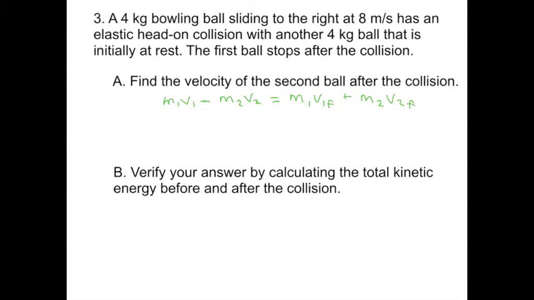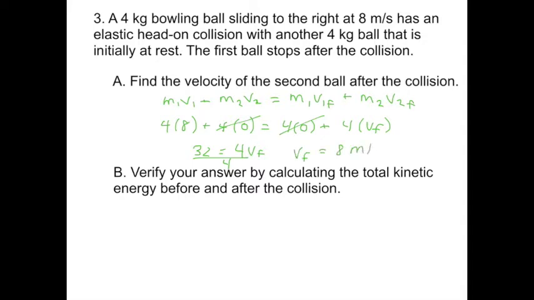So let's plug in our numbers. We have the mass of the first, that's 4 kilograms, and its velocity is 8 meters per second. Mass of the second is also 4 kilograms, but it's not moving. And then in the end, the first ball has stopped, so now it's 4 times 0. The second one is still 4 kilograms, and we just want to find its final velocity. So we can simplify, get rid of these zeros. We get that 32 equals 4 times v final. We'll divide by 4 to find that the v final of the second ball is 8 meters per second.